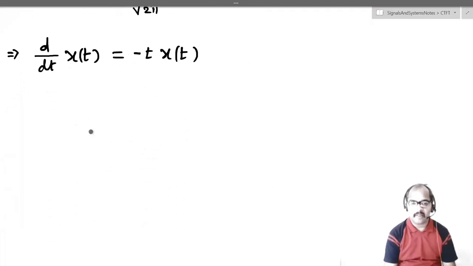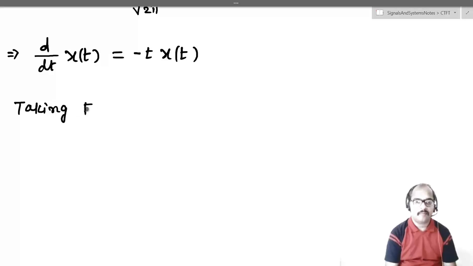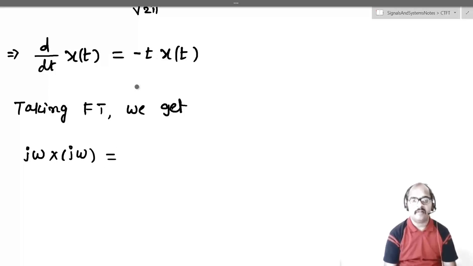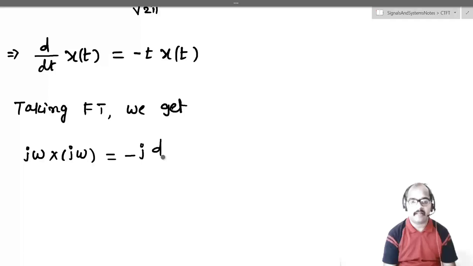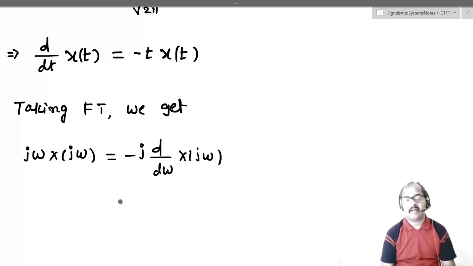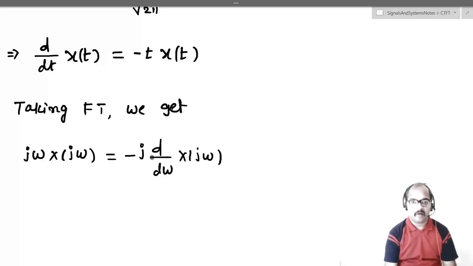Now let us apply Fourier transform. Taking Fourier transform, what do we get? Which property applies to the left hand side? Differentiation in time domain. So you get j omega X of j omega, equal to what is the right hand side here? That is differentiation in frequency domain. The minus is there, I'll keep it. So t x of t will have what as Fourier transform? j times d by d omega of X of j omega. That would be the Fourier transform of t x of t.